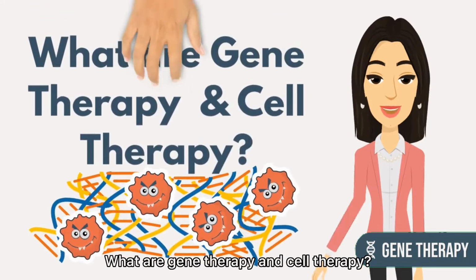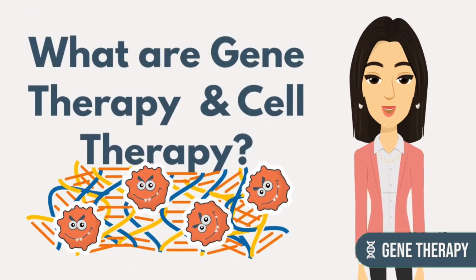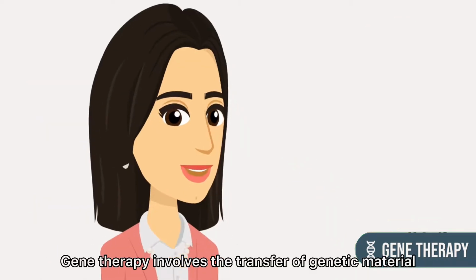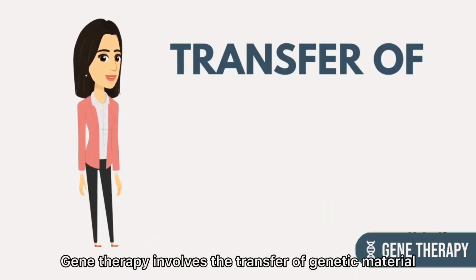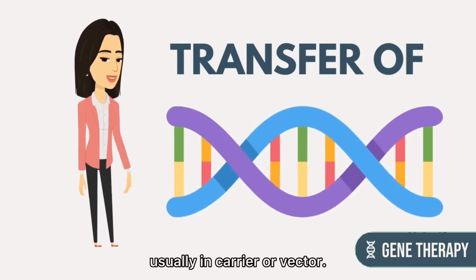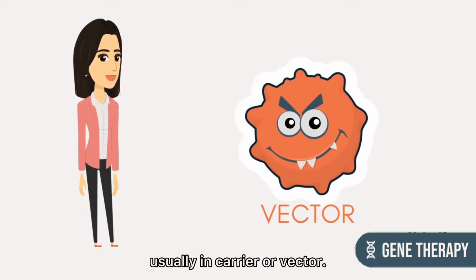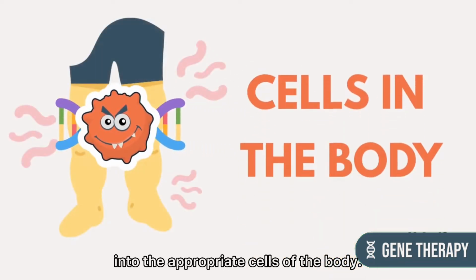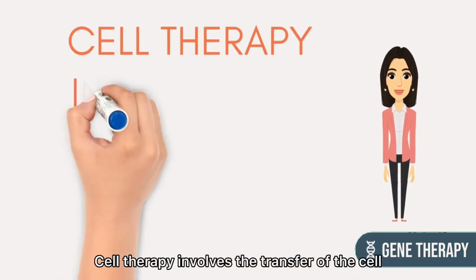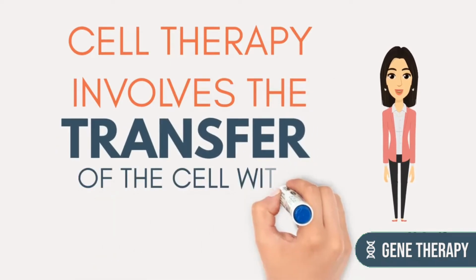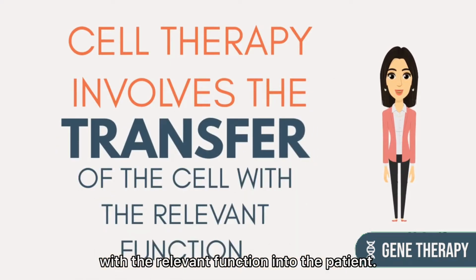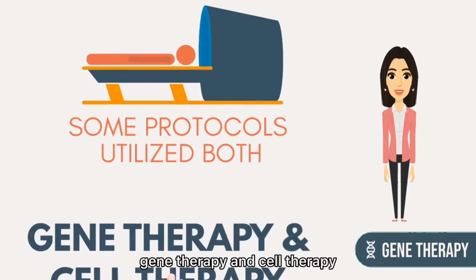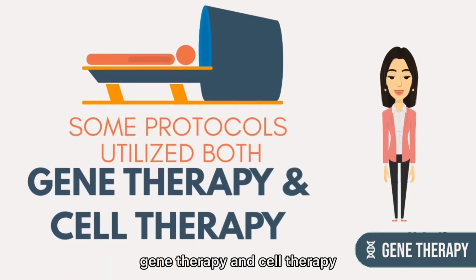What are gene therapy and cell therapy? How does gene therapy work? Gene therapy involves the transfer of genetic material, usually in a carrier or vector, and the uptake of the gene into the appropriate cells of the body. Cell therapy involves the transfer of the cell with the relevant function into the patient. Some protocols utilize both gene therapy and cell therapy.